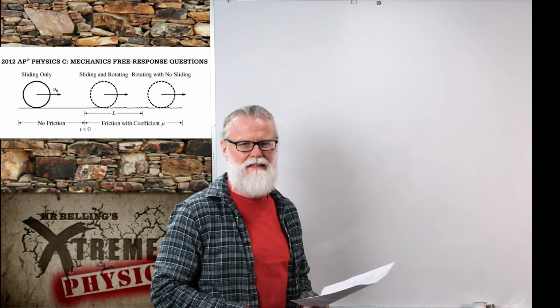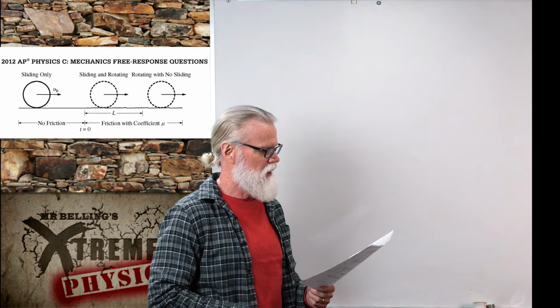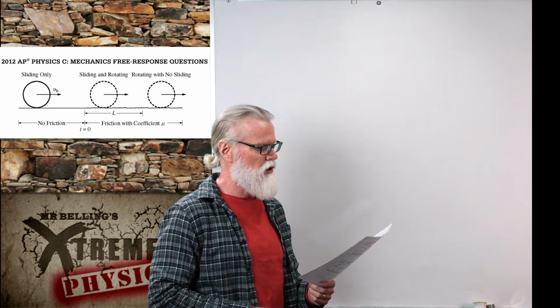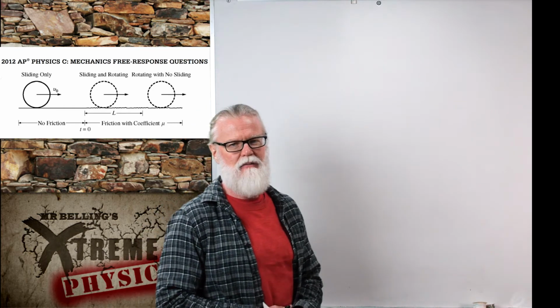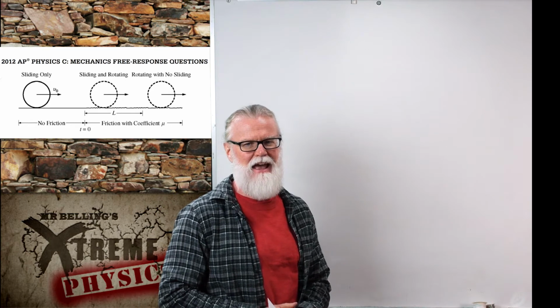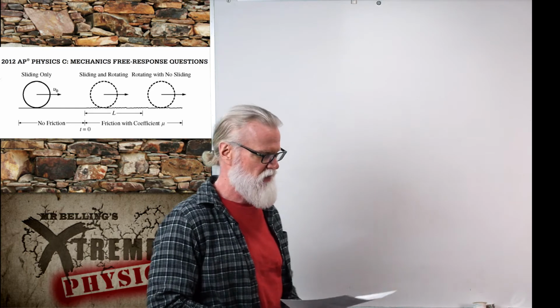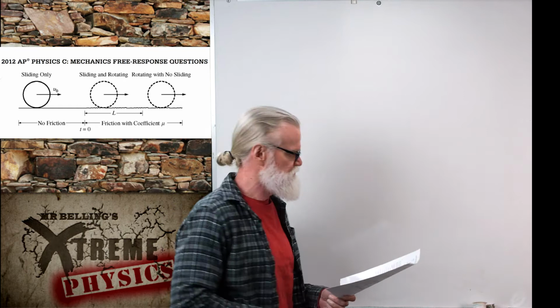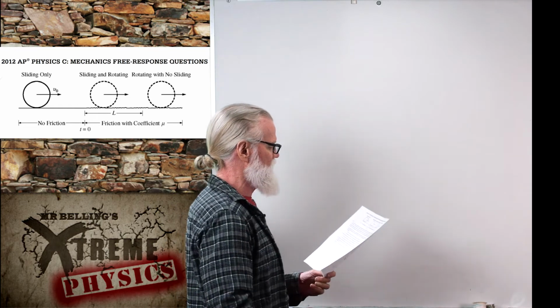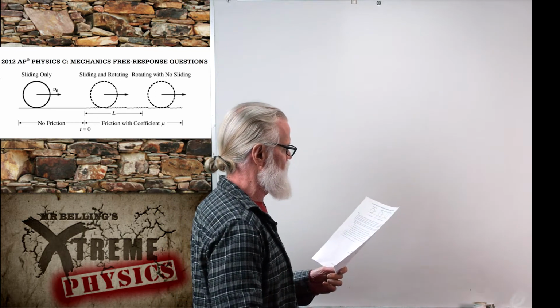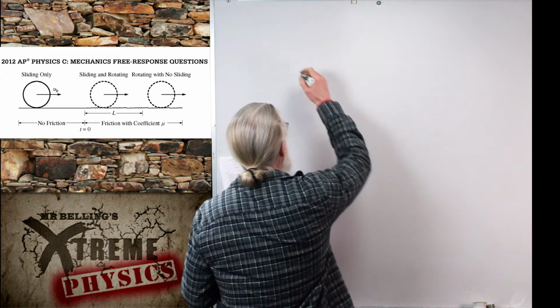2012 AP C Mechanics exam, question 3, which is a rolling problem. We got rolling, and we got sliding, and we got not sliding, and these are always a good time. A ring of mass M and radius R is rolling. All right, so what do we got here?